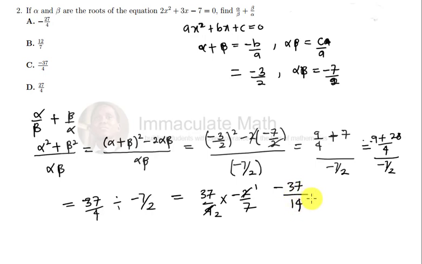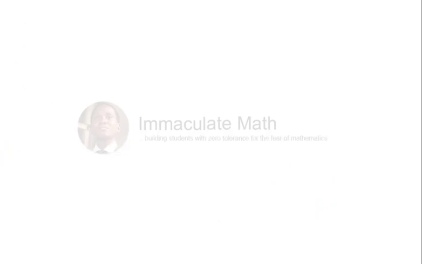If you check the options here, you'll see minus 27 over 4, 12 over 7, minus 37 over 4, and 27 over 4. If I were you, I would just choose C, because it's somehow closer to the answer. Maybe when they were typing it, they forgot to put 1 in front. So instead of not choosing any option, you can just choose C, because it's very close to the answer. Let's move on to the next question.